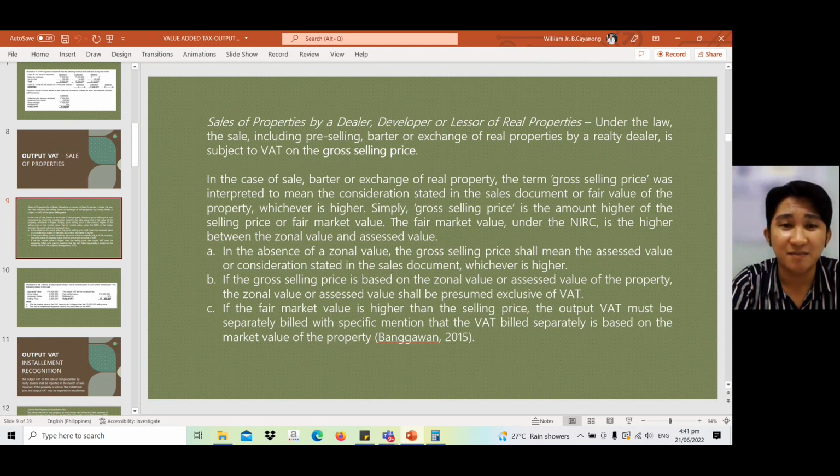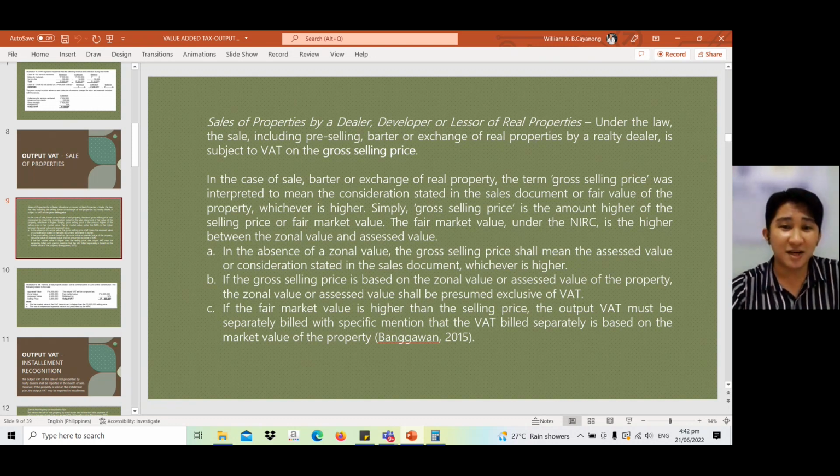The fair market value is the higher between zonal and assessed value. So, we really have something to weigh or compare in getting the fair value, because in getting the fair value, there are two: zonal and assessed. Whichever is higher can be our fair market value. Now we have another guideline here. In the absence of zonal value, the gross selling price shall mean the assessed value or consideration stated in the sales document, whichever is higher. So when we have no zonal value, we have nothing to compare with the assessed value. But according to the guidelines, the gross selling price shall mean the assessed value or the consideration stated in the document, or the selling price, whichever is higher.